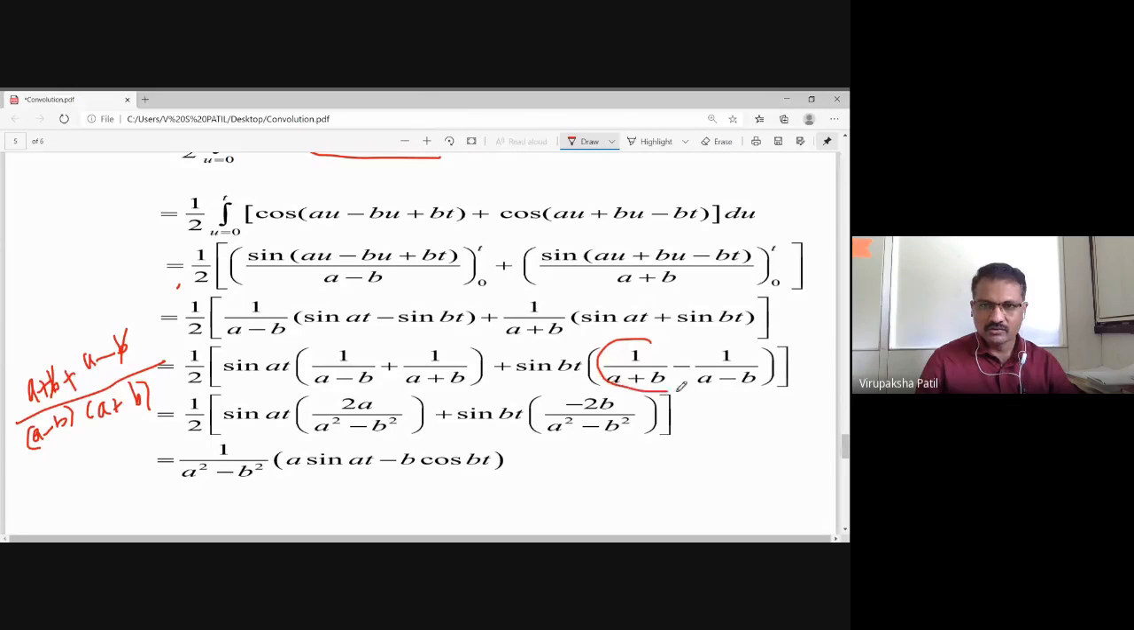Similarly, here also you need to take the LCM, but here it is with the negative sign. The LCM becomes a plus b into a minus b, which is a square minus b square. Here you have to multiply this with this and this with this, so it becomes a minus b. Then minus of a plus b means you will get minus a minus b plus a, and a minus a cancels. So you get minus 2b, which we have written here.